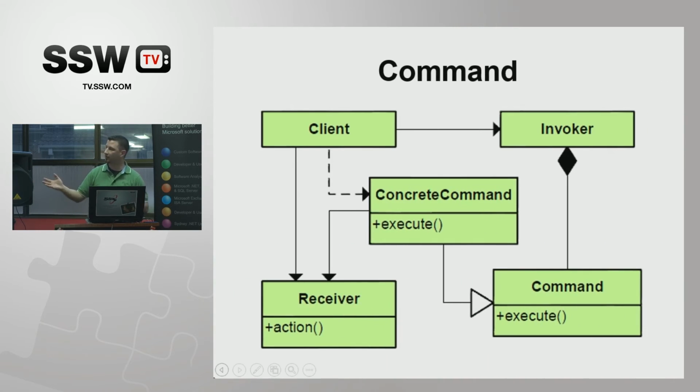All right, so here's what it looks like. You've got your client, and you've got something that invokes things. You've got a command, and you've got a concrete implementation of command. Now, frequently, with the command pattern, you only need to have maybe one interface. You could literally just have ICommand in your core, and it could have one method, execute.